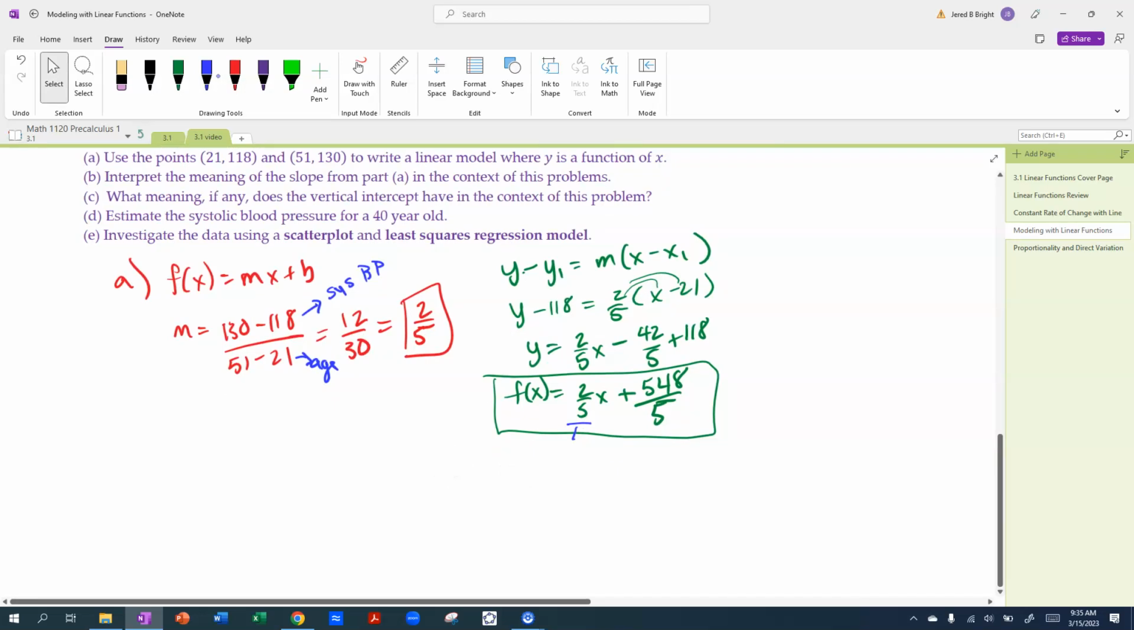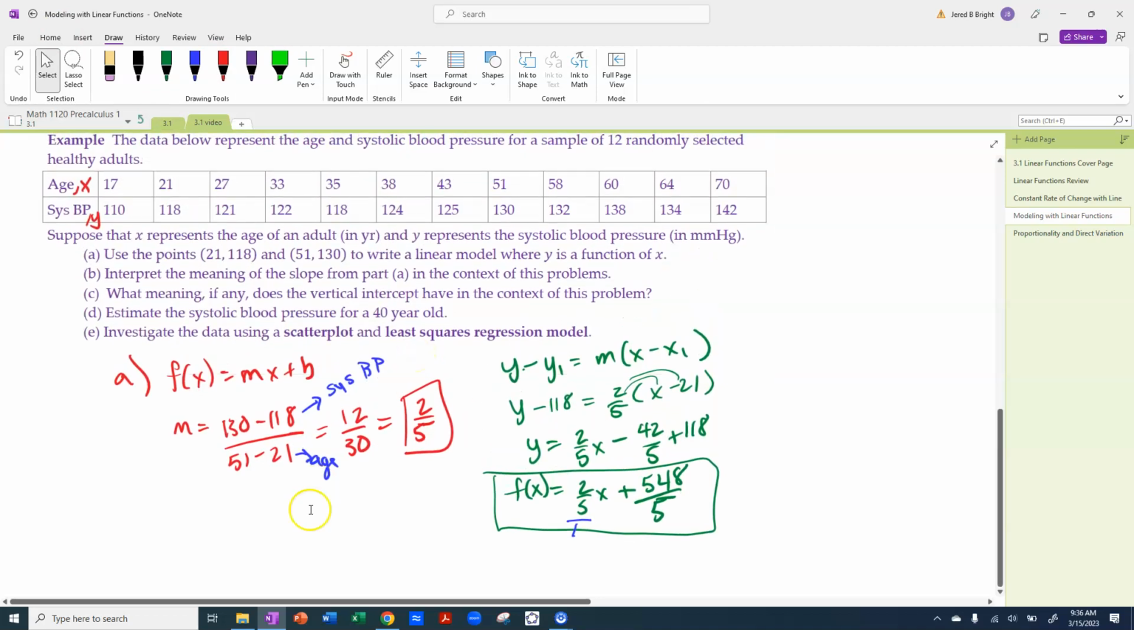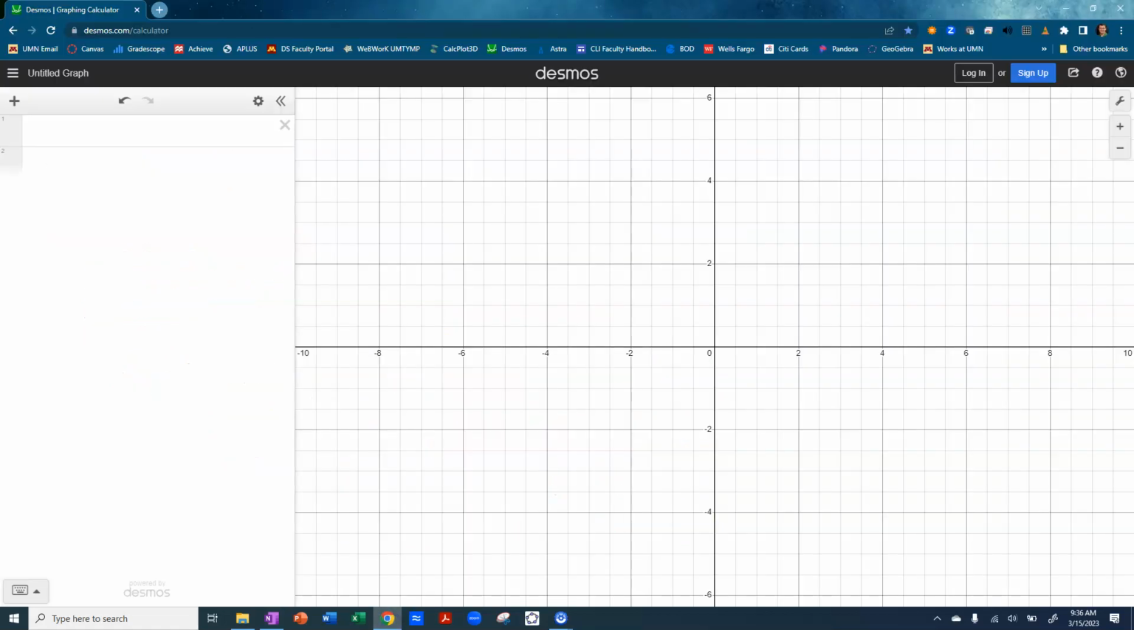It's just substituting in. Part E is maybe a little bit more interesting because it's a little bit of a statistical tool. What we're going to do is make a scatter plot. You may already know how to make a scatter plot of the data, but I want to show you how to do it using Desmos. So I'm going to go to Desmos. I have it pulled up, desmos.com/calculator, and I'm going to insert the values from the table. I'm going to pause the video, type it out, and then resume the video when everything's typed out.